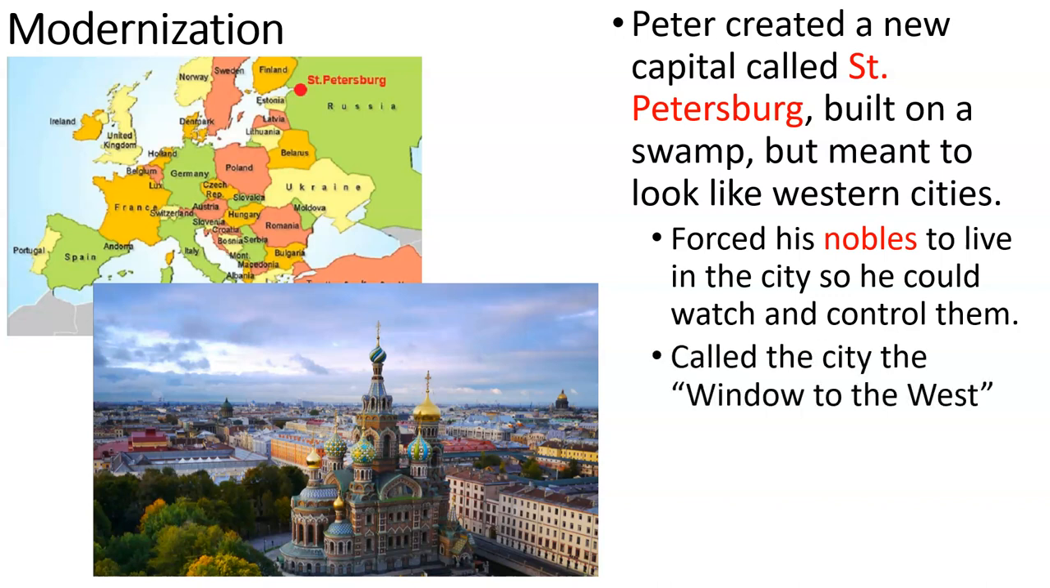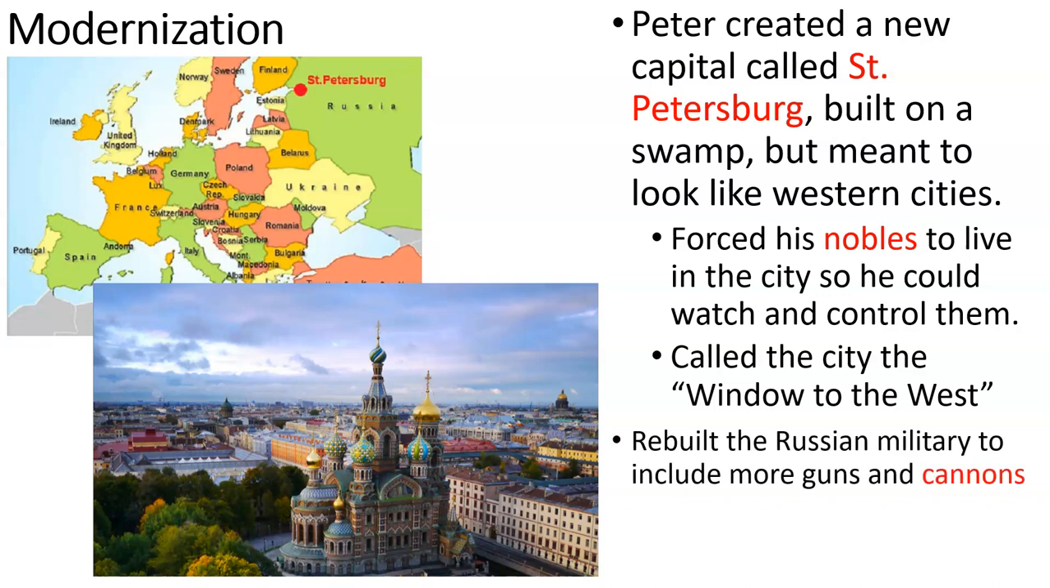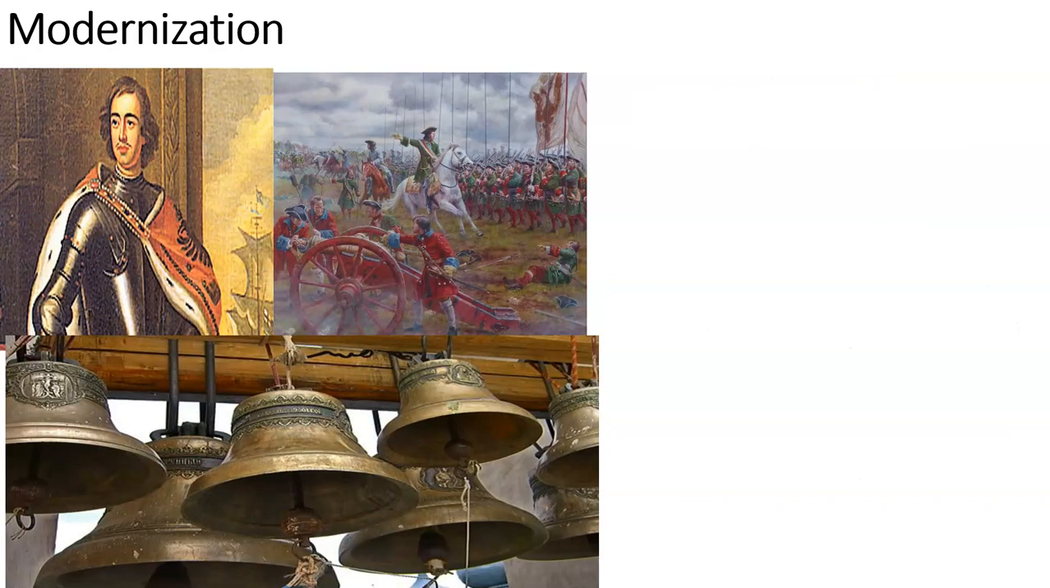And so you've got this window to the west, this beautiful city. He also is going to rebuild the Russian military, right? Part of modernization is you've got to make sure your military is up to snuff with other nations. And he needed to take over land to build St. Petersburg from the Swedes. So he goes to war with Sweden, and he's going to use guns and cannons to make it work. Okay, so, remember those Byzantine influences, okay? Maybe he learned something from that taking of Constantinople. Cannons work, right? Okay.